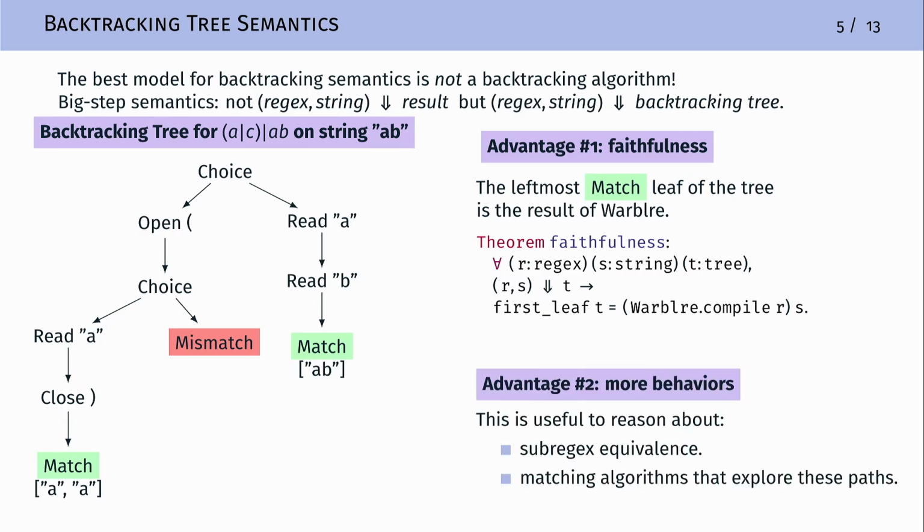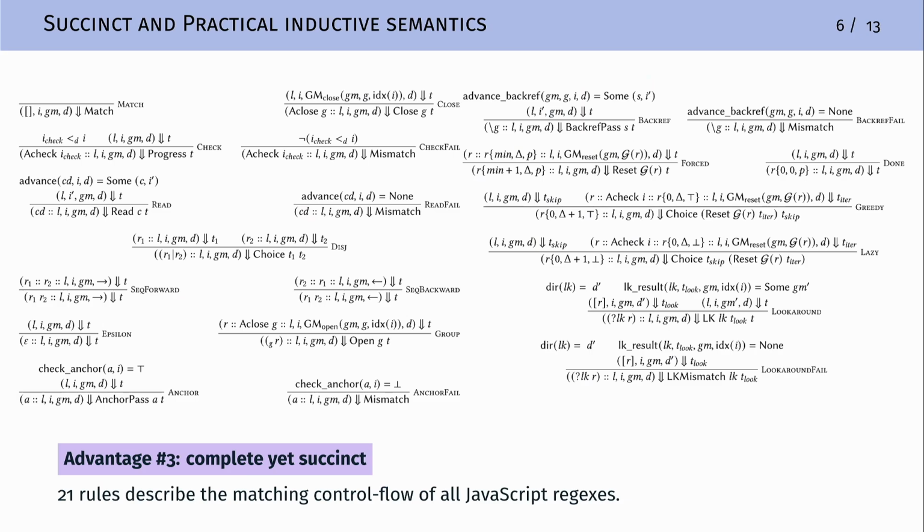Also, one very important feature for practicality is the fact that this actually contains more behaviors than a backtracking algorithm. Because a backtracking algorithm typically stops after finding the first match. It would never even consider the other possibilities. And in that example, it would never even see the second branch and the third branch. But in later slides, I will show you how having those extra behaviors is actually great to reason about sub-regex equivalence and to reason about some matching algorithms that will explore those extra paths that a backtracking algorithm won't see.